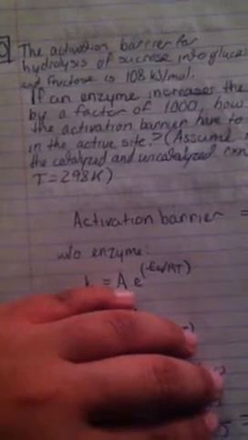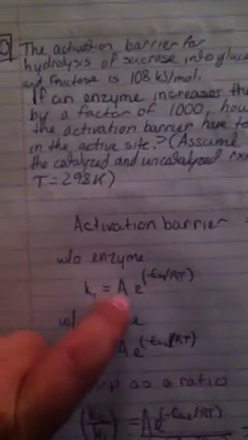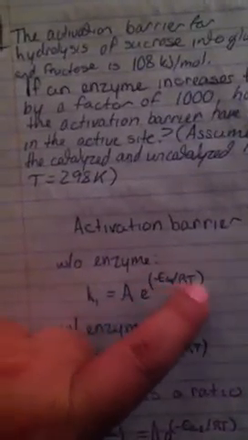Assume the frequency factor for the catalyzed and uncatalyzed reactions are identical, and that the temperature is 298 Kelvin. Okay, so the activation barrier is actually just equal to the activation energy. And we actually know this equation. The rate equals the frequency factor, and I know Dr. Yang went into more detail, but for the other classes that might be watching this, they don't know that. But anyway, frequency factor times e to the negative EA over RT.